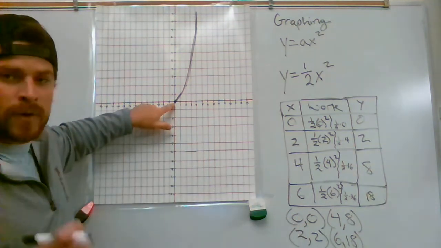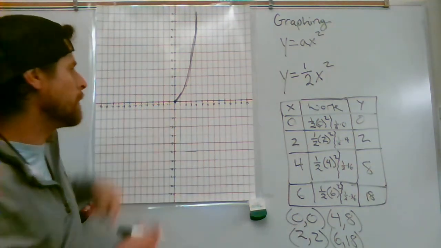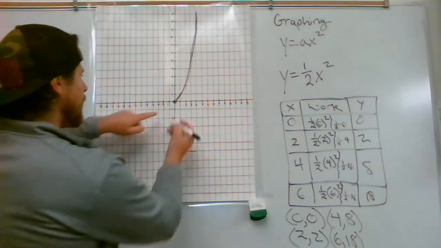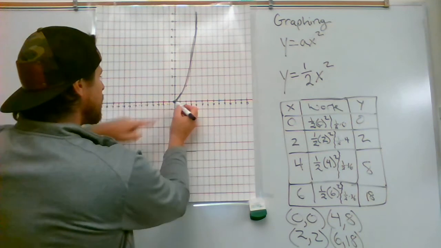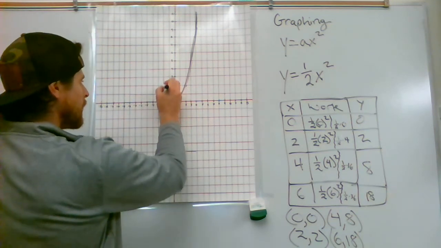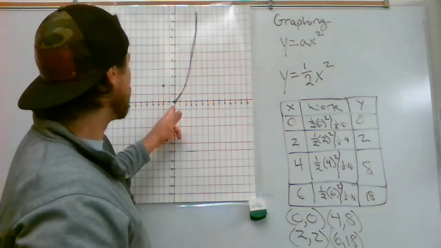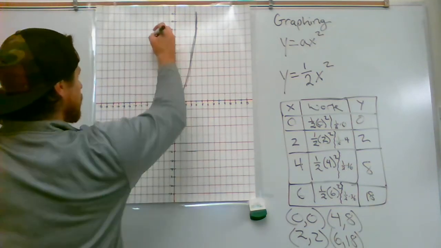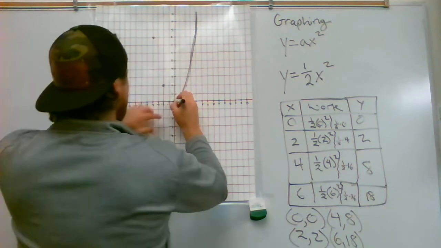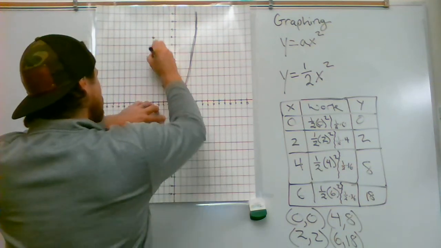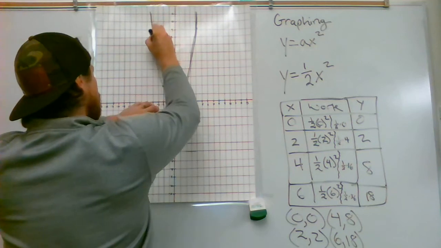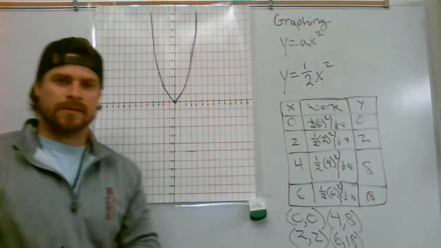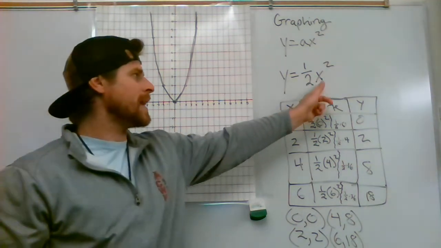This is going to be our vertex, which you learned about in the previous video. This is our minimum, our lowest point. But if I went 2, 2, I can go -2, 2, and put that on the other side. If I went 4, 8, I can go -4, 8. And what I'm going to end up getting is the other side, the reflection, to my parabola. And there it is. I've graphed y equals 1/2 x squared.